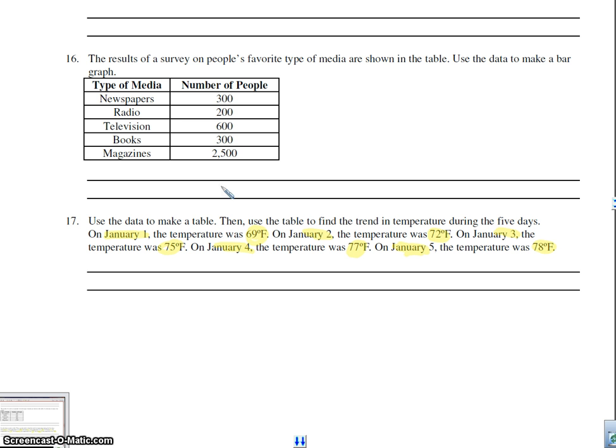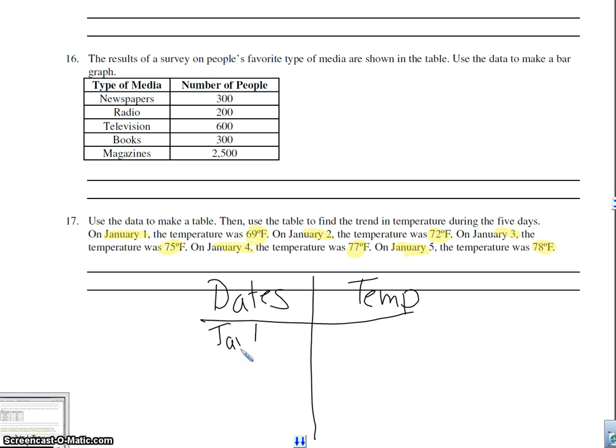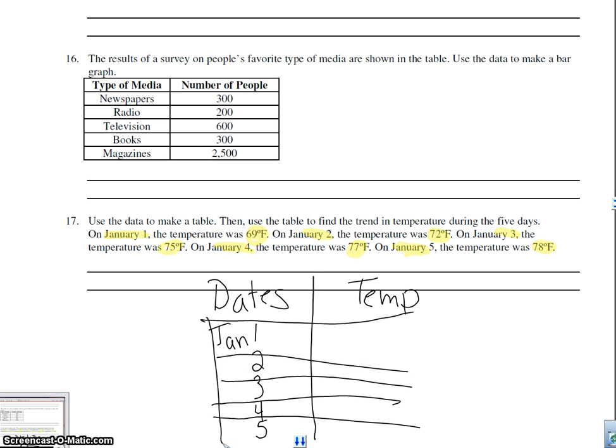Alrighty, so we're going to make a table. We're comparing two things. We've got dates and we've got temperature. So then we'll put on January 1, January 2, January 3, January 4, and January 5. Draw little lines. There we go. And then we have 69, 72, 75, 77, and 78.